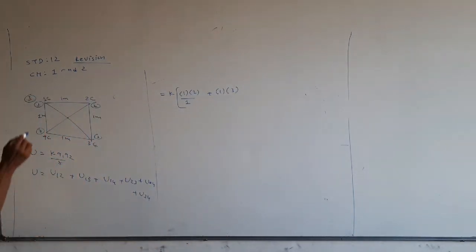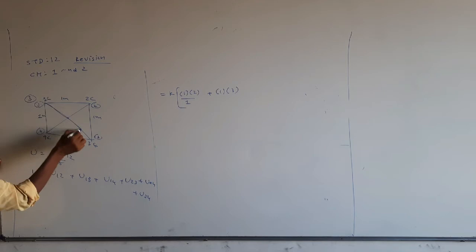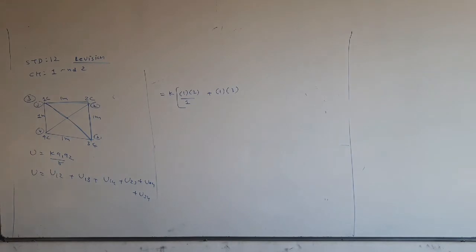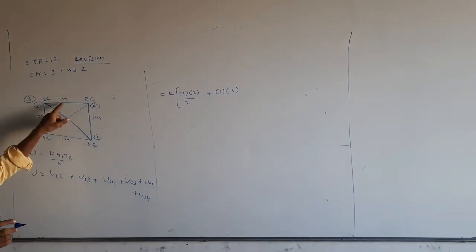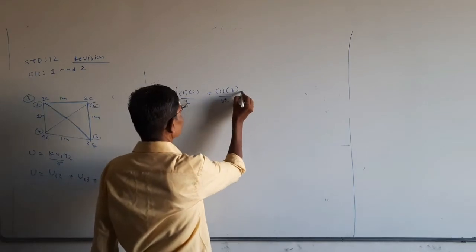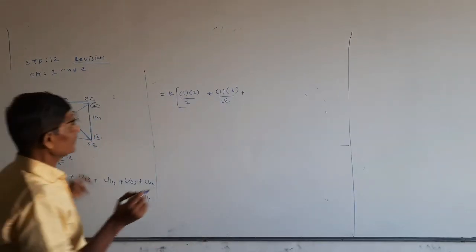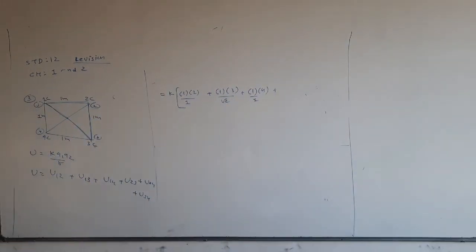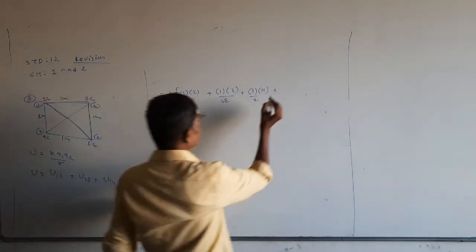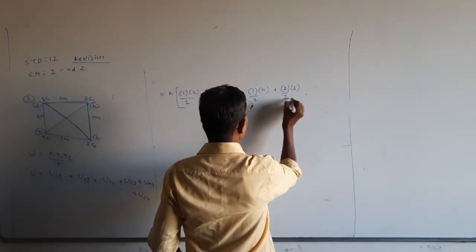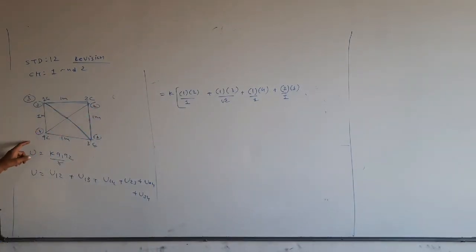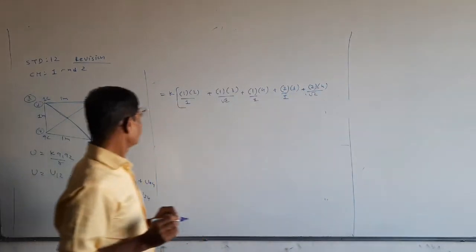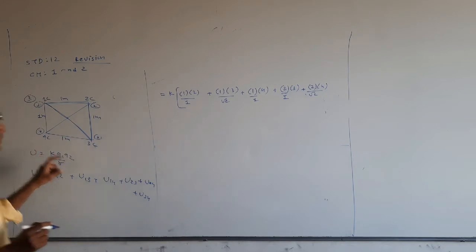Now what is the distance between charge 1 coulomb and 3 coulomb? That will be the diagonal, which is also the hypotenuse of a right angle triangle, so this will be root 2. For 1 and 4, it is 1 coulomb and 4 coulomb. Then for 2 and 3, the charges are 2 coulomb and 3 coulomb, distance is 1. For 2 and 4, it is 2 and 4 coulomb, distance will be root 2. And finally 3 and 4, it will be 3 coulomb and 4 coulomb.